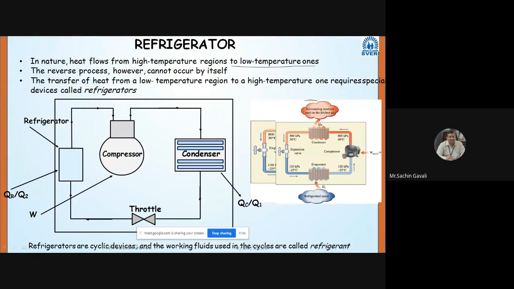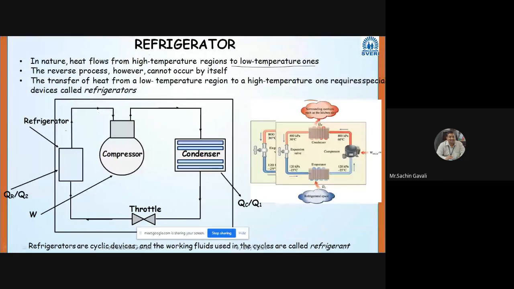Okay, so any temperature that is less than atmospheric temperature can be achieved only with the help of a refrigerator. These refrigerators work on the reverse Carnot cycle, the reverse of the engine cycles. Heat pump and refrigerator both work this way.